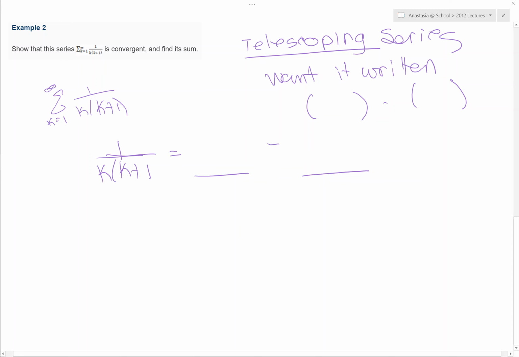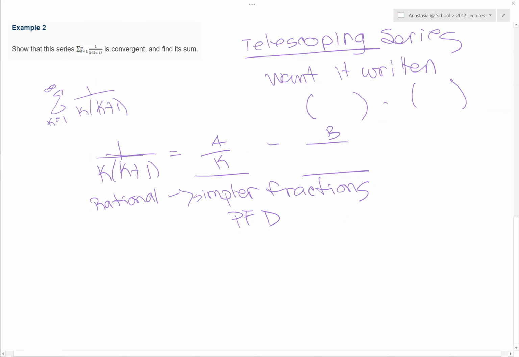So we're going to take a rational function and rewrite it in terms of two simpler fractions. The way that we do that is by using a partial fraction decomposition. So we have our denominator factored into k and k plus 1, which means that one of our factors will have a k. It is linear, so we're just going to have an a in the numerator. The other one will have a k plus 1 in the denominator. That's also linear, so we're just going to have b up here.